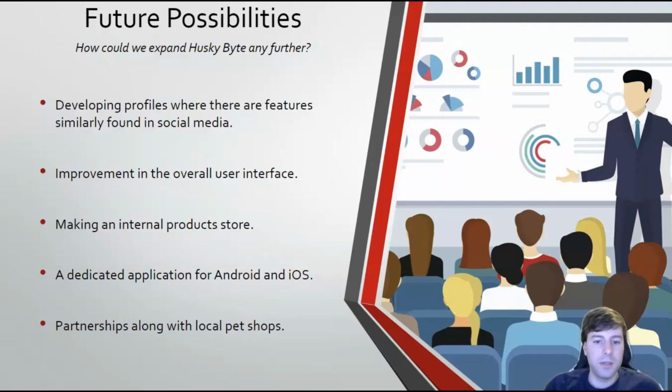Making an internal product store would be a good thing as well for us. At the moment we only have a link-forwarding store kind of thing, where third-party companies put their products on. A dedicated application for Android and iOS, I think this would be an interesting one as well. And partnerships with local pet shops.